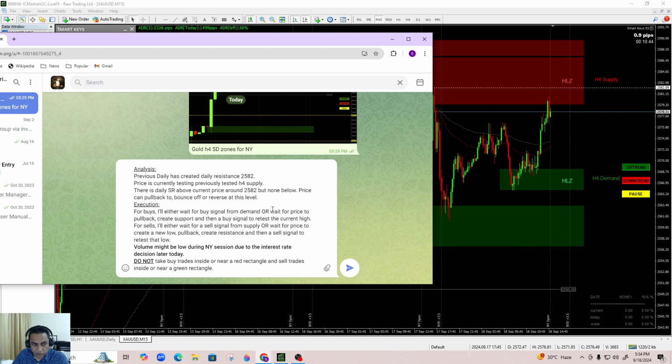For buys, I'll either wait for us. If you are trading the signals of the indicator, this is the kind of execution you should be waiting for, right? You should be waiting for a buy signal at one of these levels here or here, or for a sell signal at one of those red boxes right there. That's what you should be doing if you are trading the buy or sell signals of the indicator, which is the indicator that is right here.